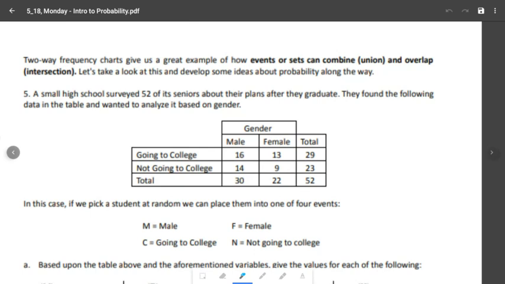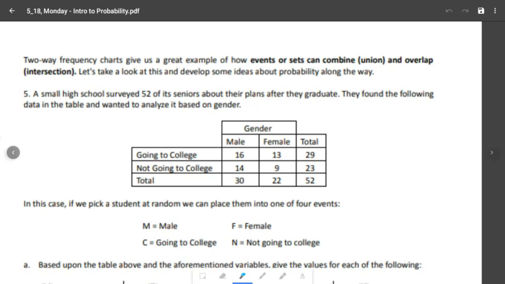So last thing we're going to look at here. This is a two-way frequency chart, and it gives us a great example of how events or sets can combine, the union and the overlap, the intersection. So let's take a look at this and develop some ideas about probability along the way. Number 5, a small high school surveyed 52 of its seniors about their plans after they graduate. They found the following data in the table and wanted to analyze it based on gender.